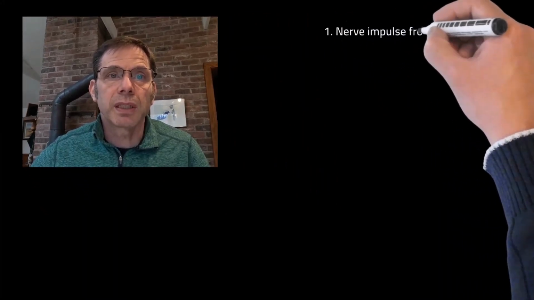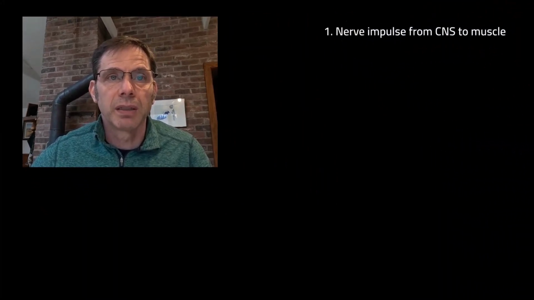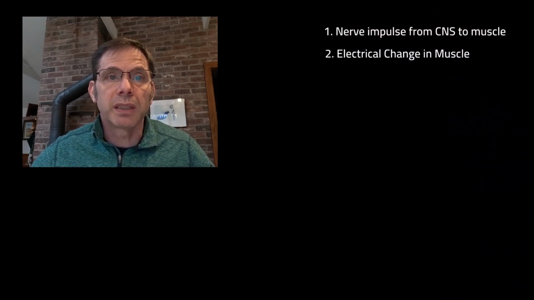To understand how nerves control skeletal muscle contraction, we'll be looking at 3 different steps. The first step is a nerve impulse arriving at the skeletal muscle fiber. That nerve impulse is going to cause an electrical change in the skeletal muscle fiber, and then the electrical signal is going to cause contraction.